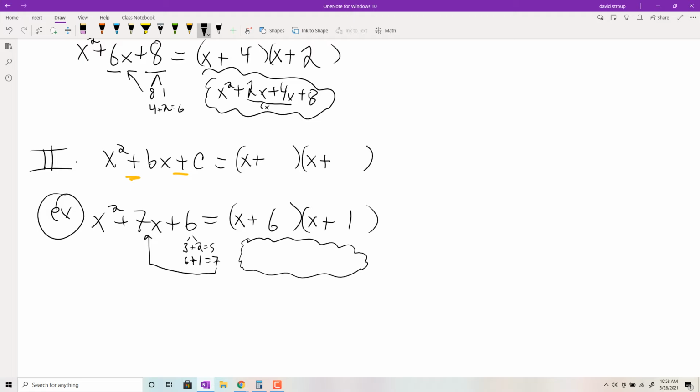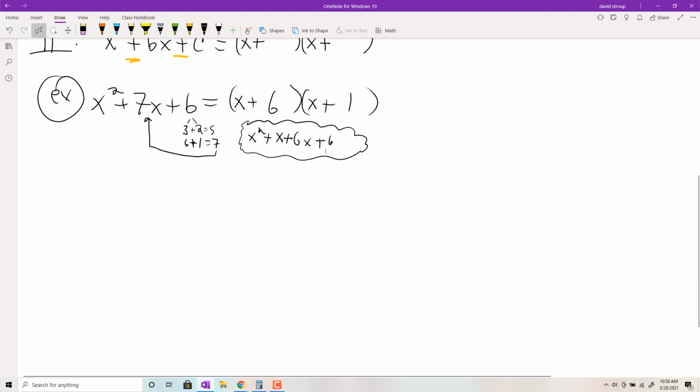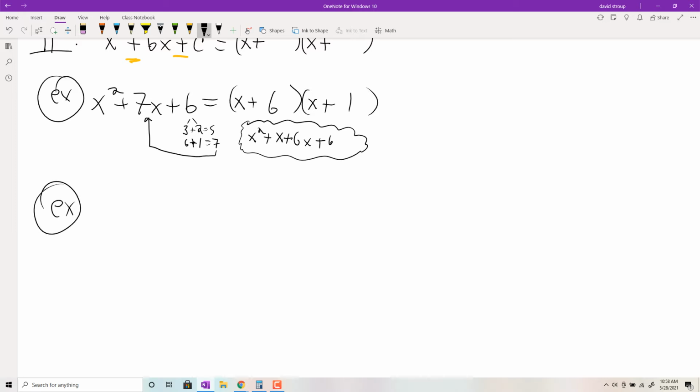Okay, so here, first, x times x is x squared, the outer, 1x, the inner, 6x, and the last 6. So x plus 6x is 7x. Yeah, we got it. Okay? So there's no reason to get these wrong. You should get 100% on these on the test. Okay, so we just want to look at a whole bunch of examples, hopefully get you acclimated.